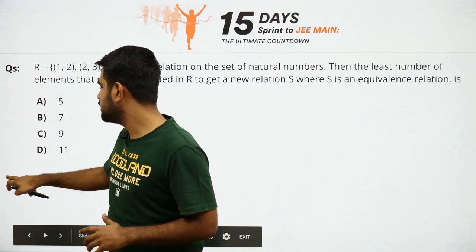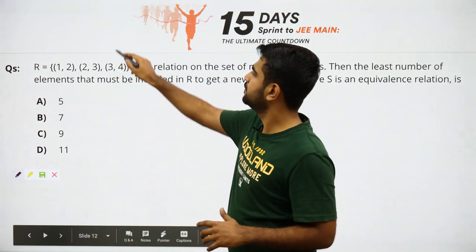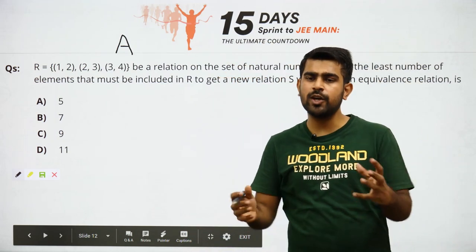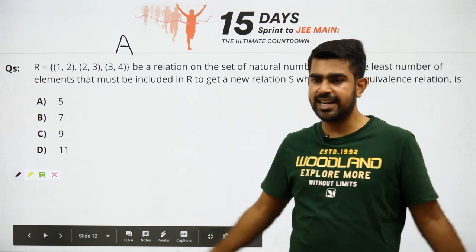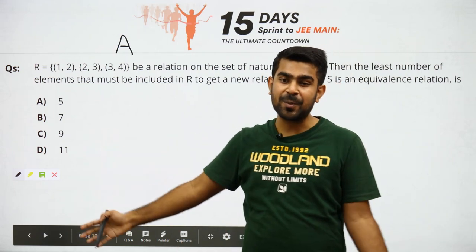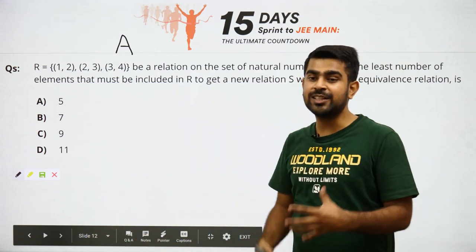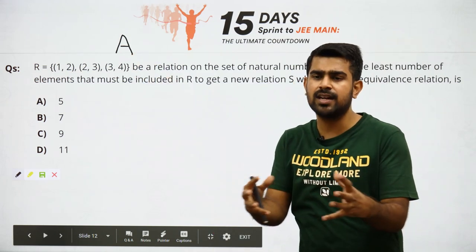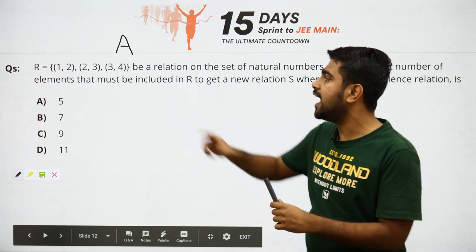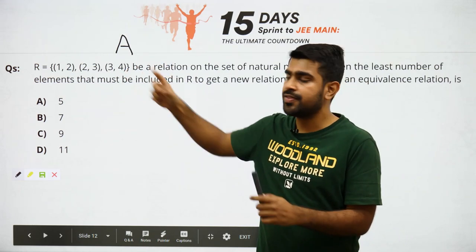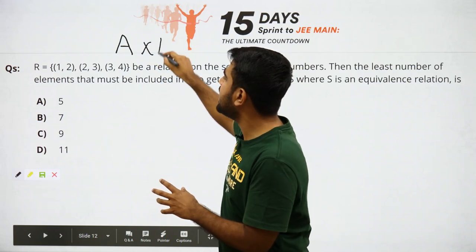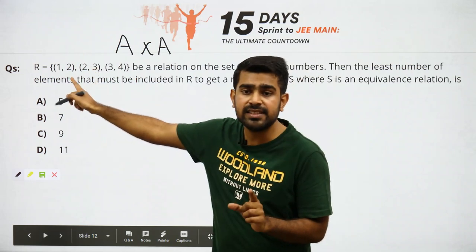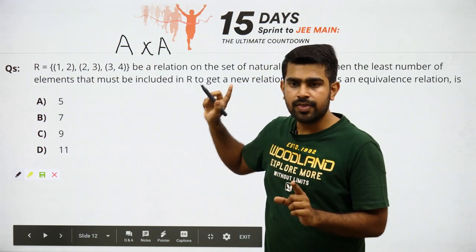Let us say this relation is defined on the set capital A. Now capital A is going to be a set of natural numbers. Obviously not the entire set, because it does not make sense. None of the options have infinite. Ideally that should be the case, but here they are saying A is a set of natural numbers. It has some natural numbers in it. And R is a relation on A. That means R is a subset of A cross A. That means the elements of R are coming from A.